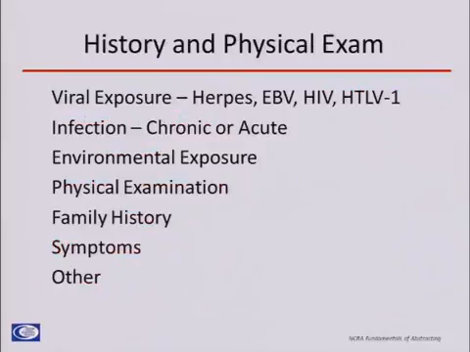In the history and physical, you're going to look for viral exposures. Herpes virus is associated with a number of neoplasms. EBV, or Epstein-Barr virus. The Epstein-Barr virus is associated directly with Hodgkin lymphoma. EBV is the cause of mononucleosis. And about 98% of patients with Hodgkin lymphoma are EBV positive.